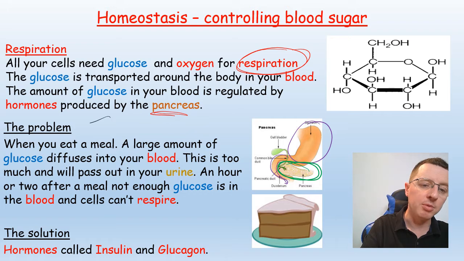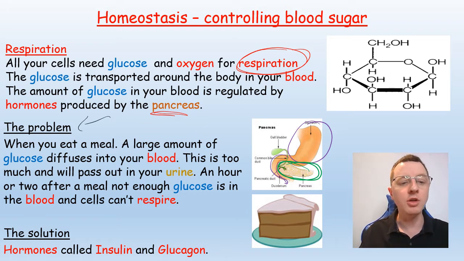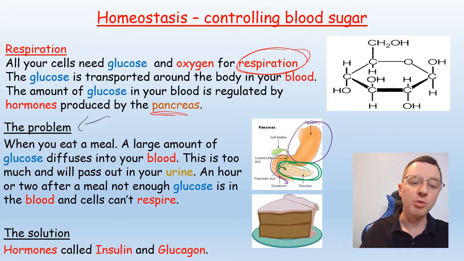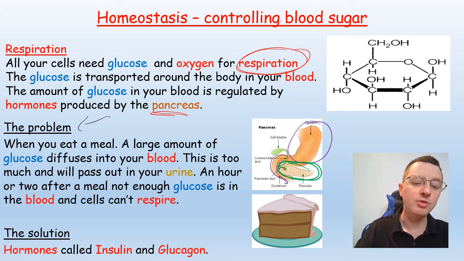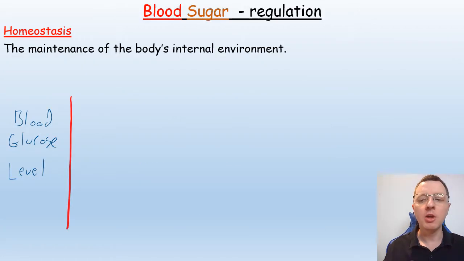Here is a problem. When you eat a meal, a large amount of glucose will diffuse into your blood. This is too much, and it will pass out in your urine an hour or two after your meal. There won't be enough glucose in your blood, and your cells won't be able to respire efficiently. So what's the solution to this problem? Well, the solution is two hormones produced by the pancreas, insulin and glucagon. So let's think about this in a little bit more detail.